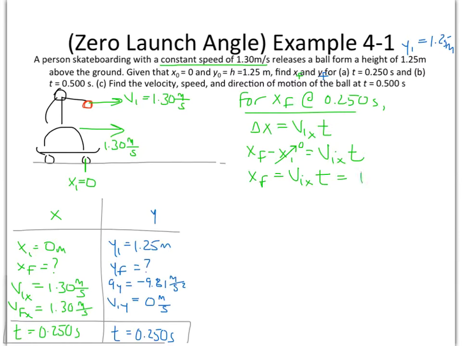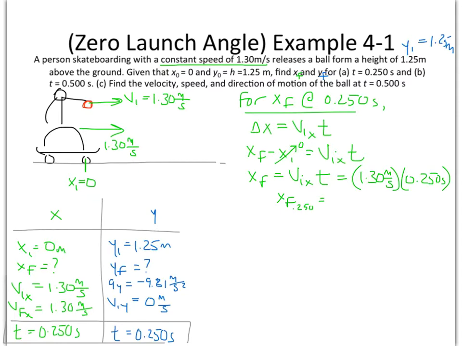So that's going to be 1.3 meters per second. I should put the 1.30. 1.30 meters per second times, how much time has elapsed? 0.250 seconds. All right, and so our final x position, I should really put x_f at 0.250, right, because we've got to be specific right there because there are different times involved, is going to be the product of those two values. Simply multiply together.